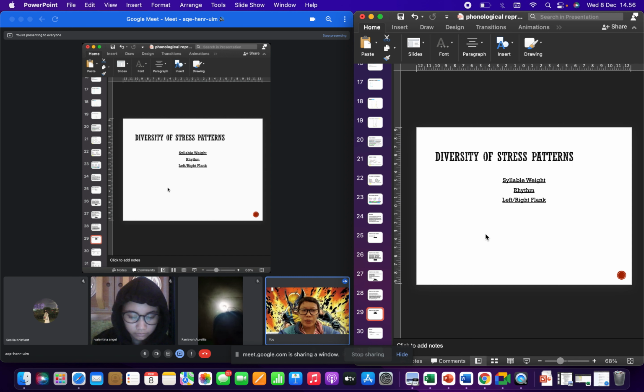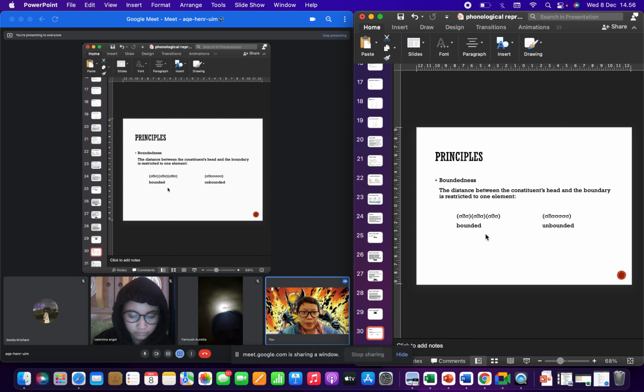Now let's see here. We are going to talk about the other diversity of stress in English. We can see it from its principles. The first is boundedness. Boundedness means that the distance between the constituent's head and the boundary is restricted to one element. For example, if you find that the coda or the syllable nodes are bounded, sometimes it's also unbounded.